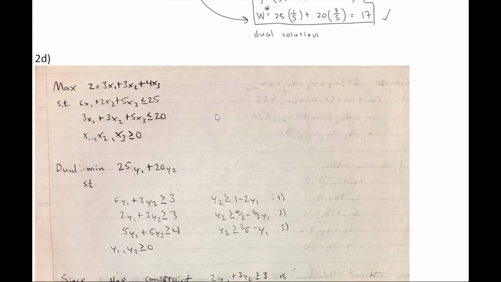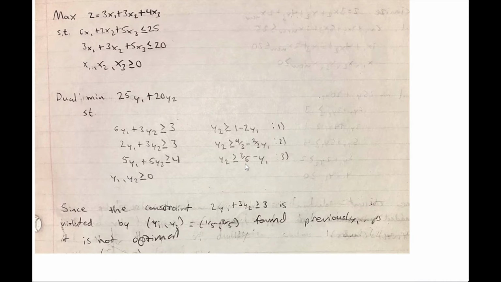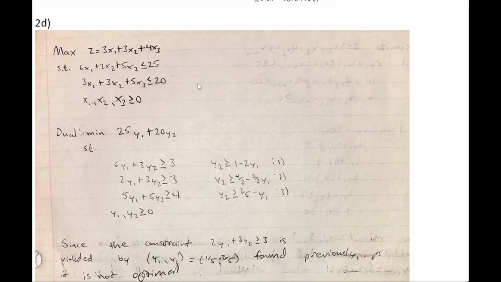Now I'm going to take you guys on to 2D, which asks us to use duality theory to determine whether a changed version of the original problem can still take on the original optimal solution and have those optimal solutions remain optimal. So to evaluate whether or not the original optimal solutions still hold for the new problem, we want to construct again the dual formulation.